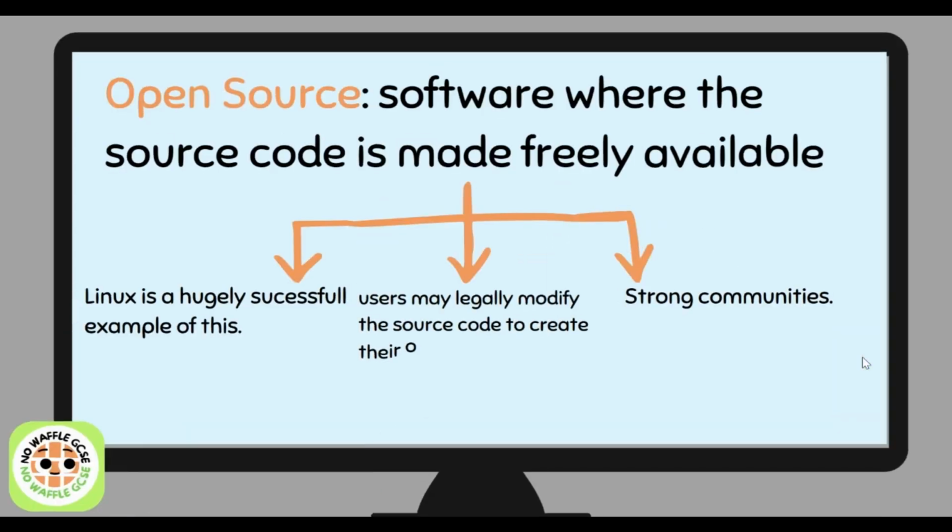So, what is open source? Open source is software where the source code is made freely available. Some examples are Linux, which is a hugely successful example of this. Users may legally modify the source code to create their own spin off software, and it harbours really strong communities.